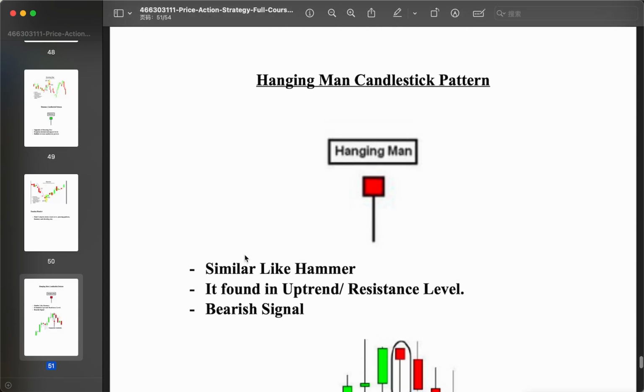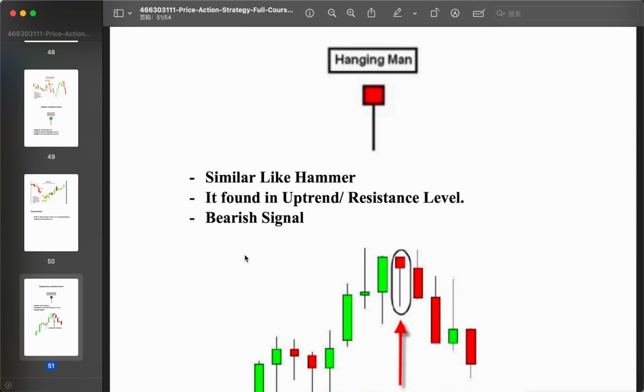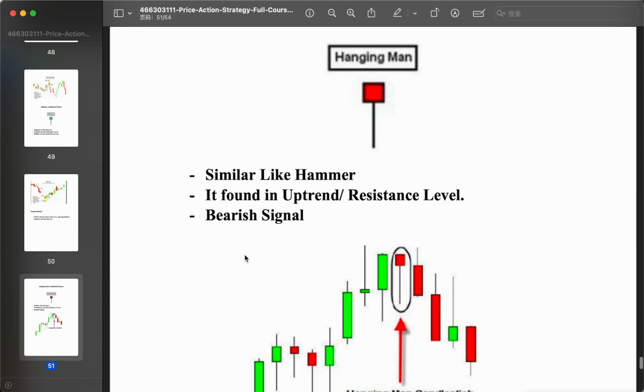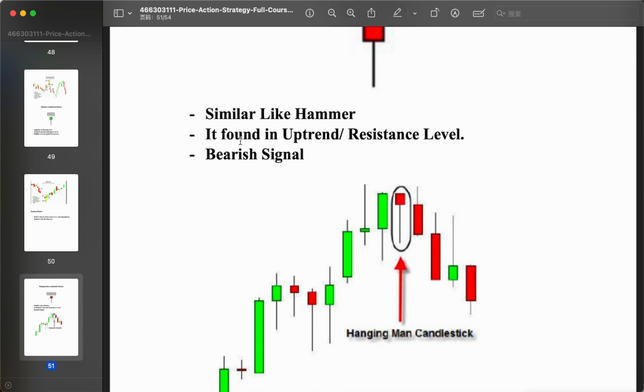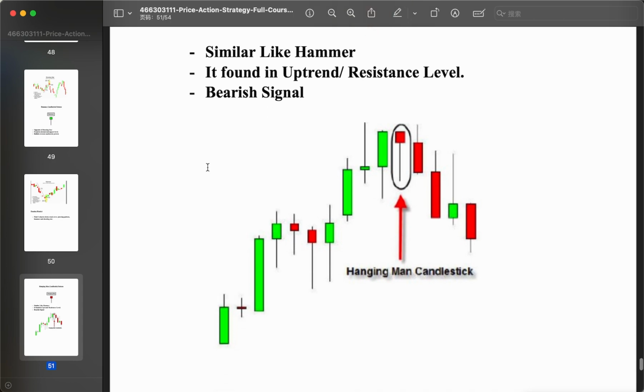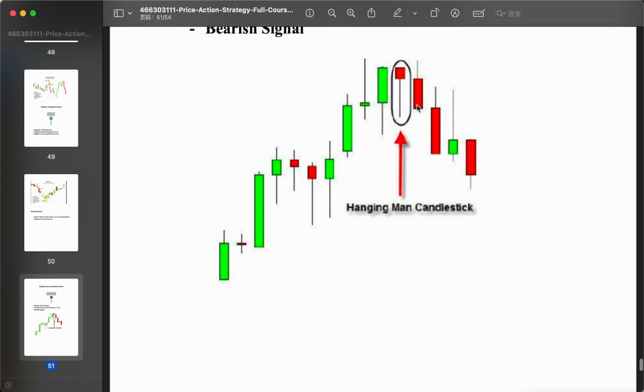Okay, let's talk about the hangman candlestick pattern. So hangman, again, it looks like a hammer, but then you see the shadow line area is a lot shorter. It can be found in an uptrend and at a resistance level, so it is a bearish signal. It's like you hang a man, so it looks like a hangman, I guess. And then when you see the market right here, it failed to go up and then just continued to drop.